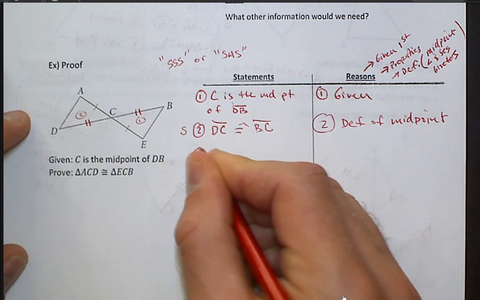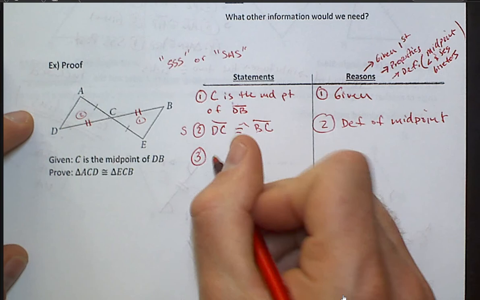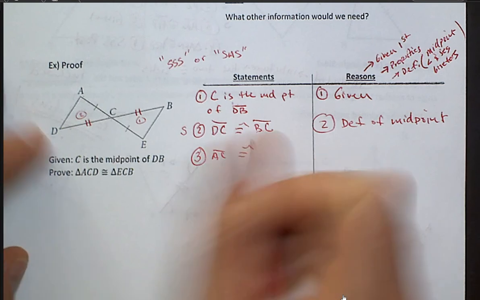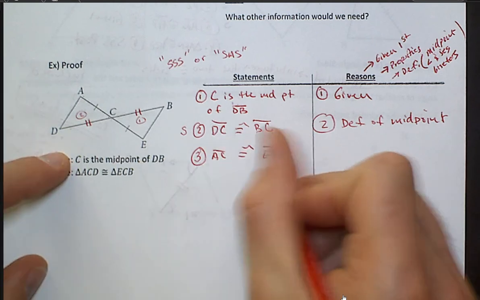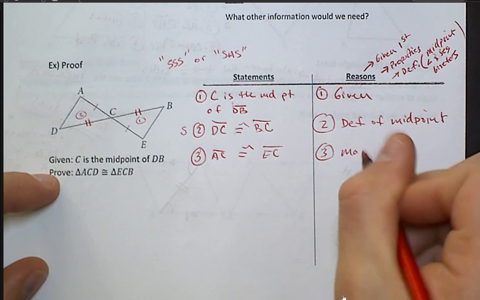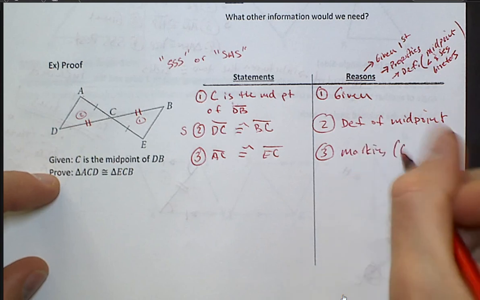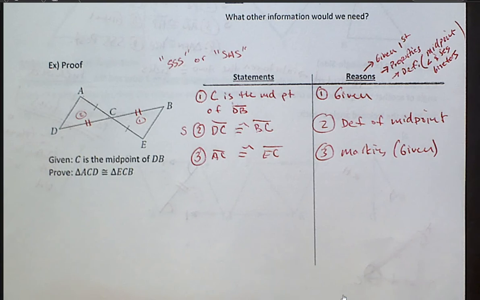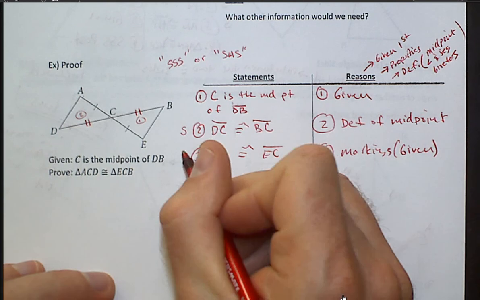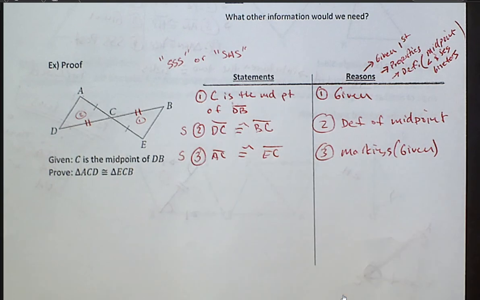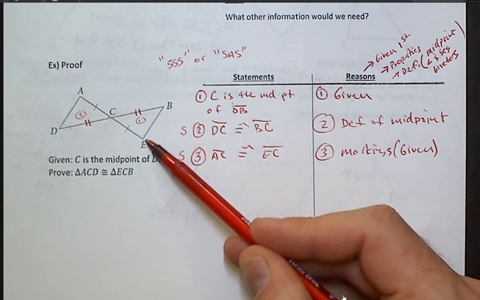I noticed that AC has a single tick mark on it, and so does EC. Well, those are obviously congruent, and you could put markings. Okay? It's actually given to you as well, but markings would work. Put an S on there, and that's a side equal to a side. Okay? All right.